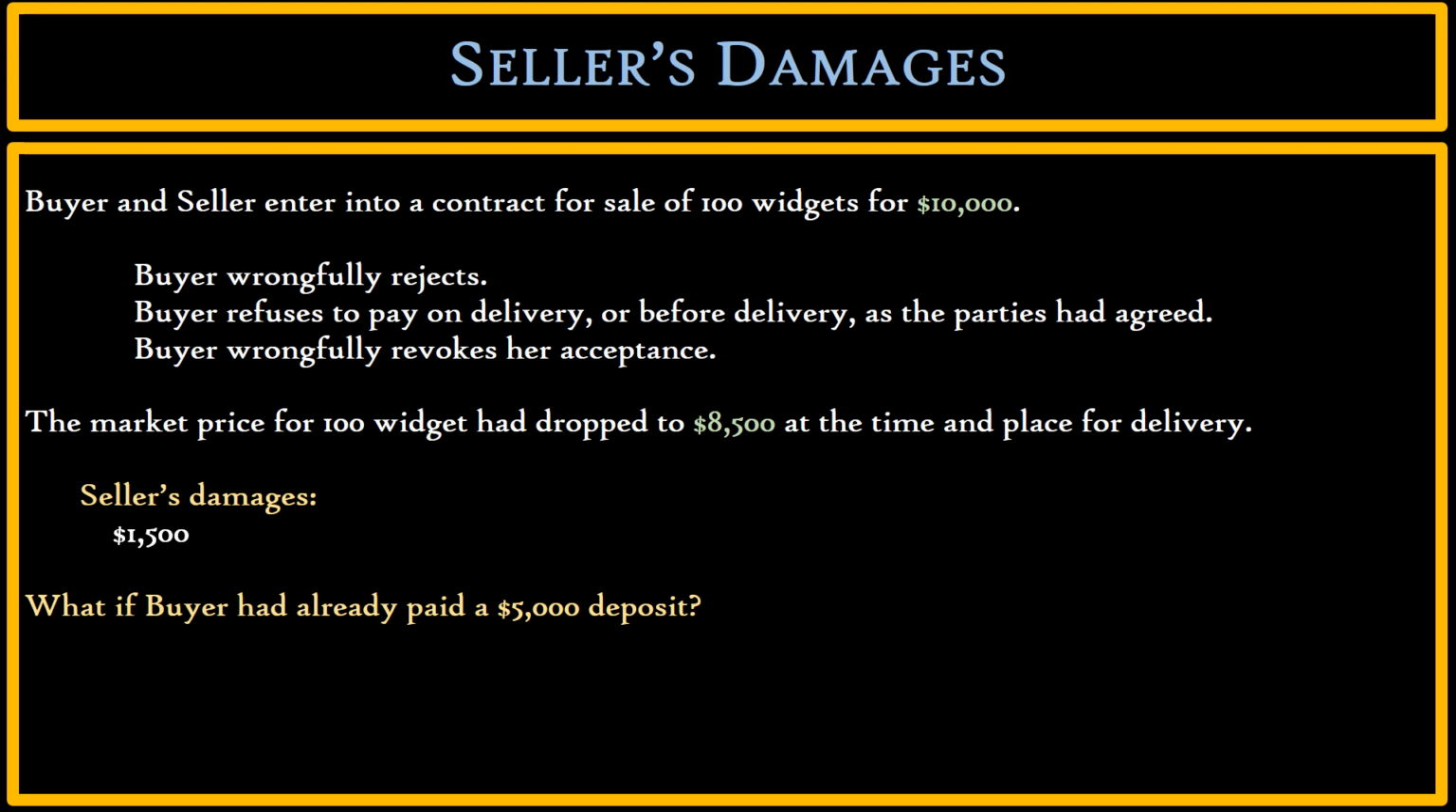What if buyer had already paid a $5,000 deposit? Well, buyer's in breach, but we're not going to penalize buyer, and so we're going to require seller to give that $5,000 deposit back to buyer. But buyer has to pay $1,500 to seller in damages. Seller has to return $5,000. Buyer has to pay seller $1,500, which means seller has to return $3,500 to buyer.